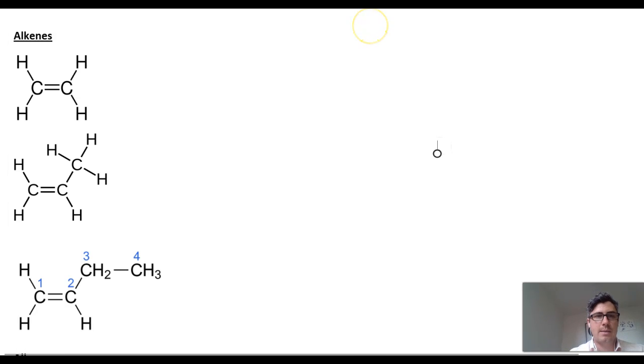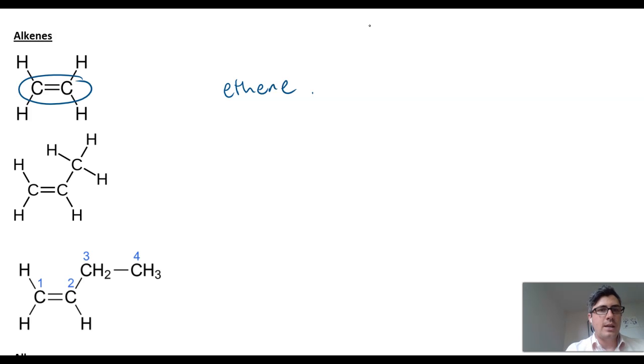Now, if we name them, we need to take into account the ene, so we call it what we would call an alkane, but with ene instead. So this is a 2 carbon, so it would normally be ethane, but we're going to call it ethene. Now, there's only one place the double bond can be, so we don't need a number there.